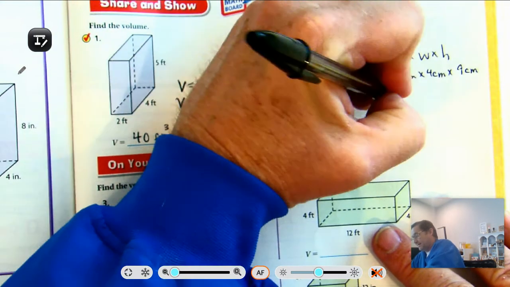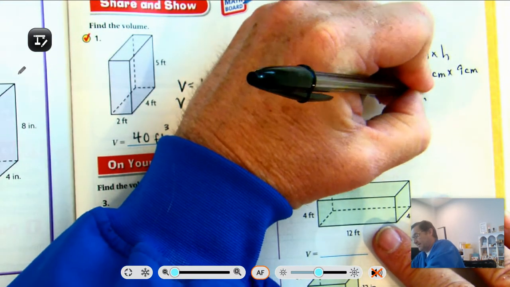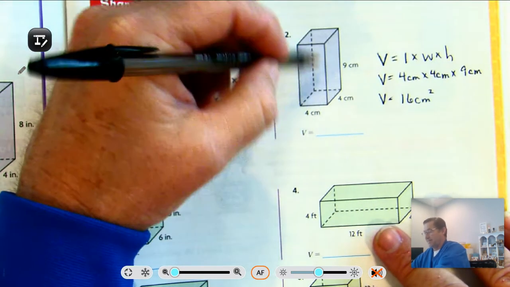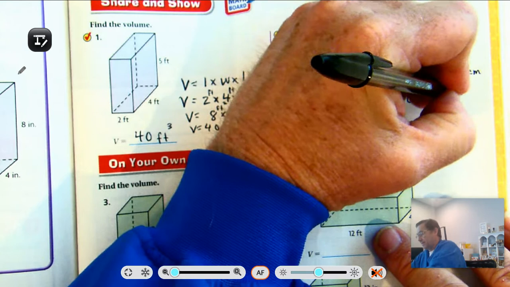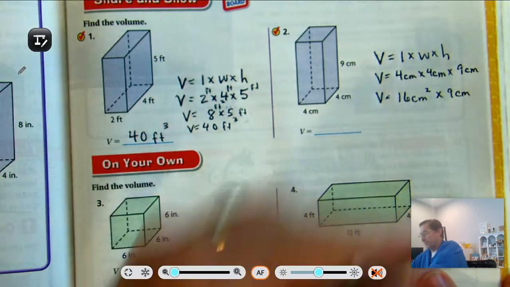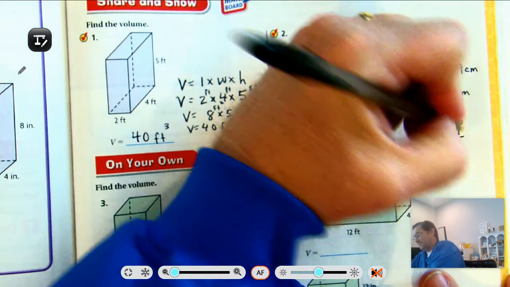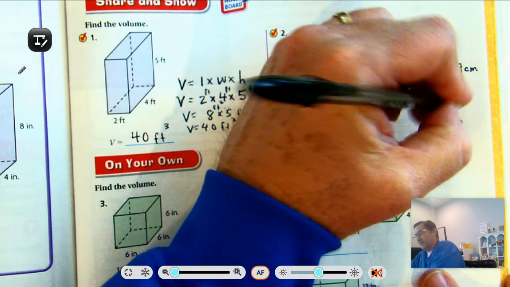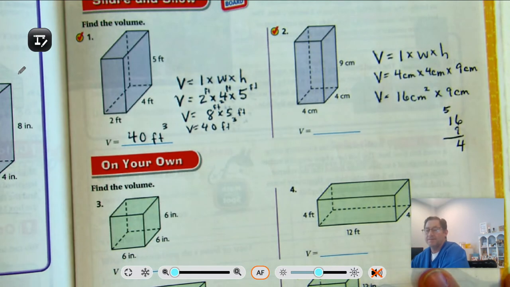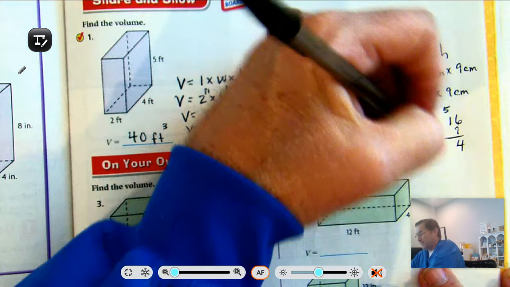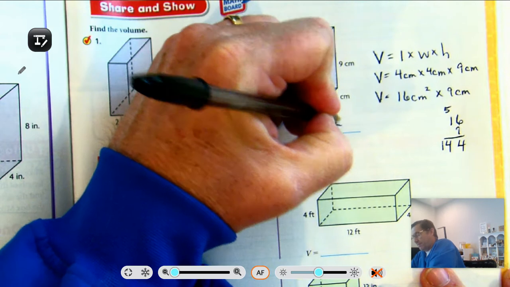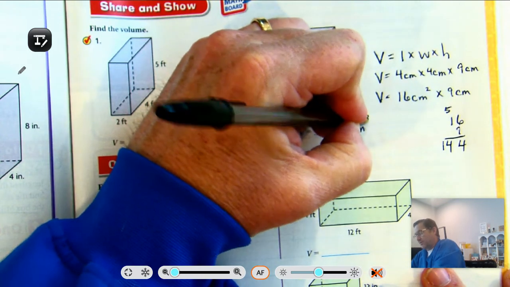So the base is 16 centimeters squared. So each layer is 16 centimeters squared. And we have 9 layers. So 16 times 9. 9 times 6 is 54. Regroup as 5 tens and 4 ones. 9 times 1 ten is 9, plus the 5 regrouped tens, 14. So we have 144 centimeters cubed.